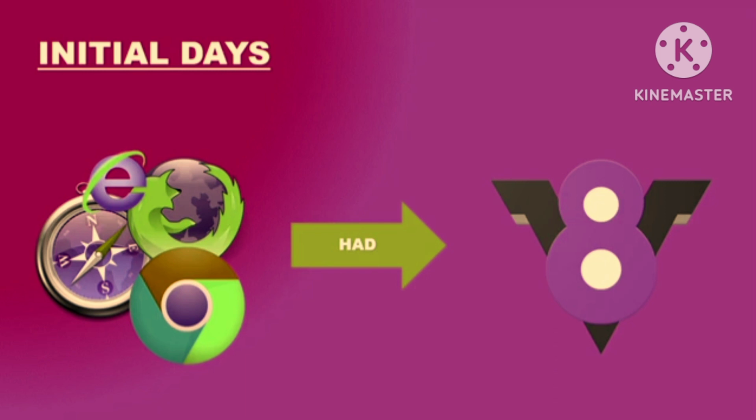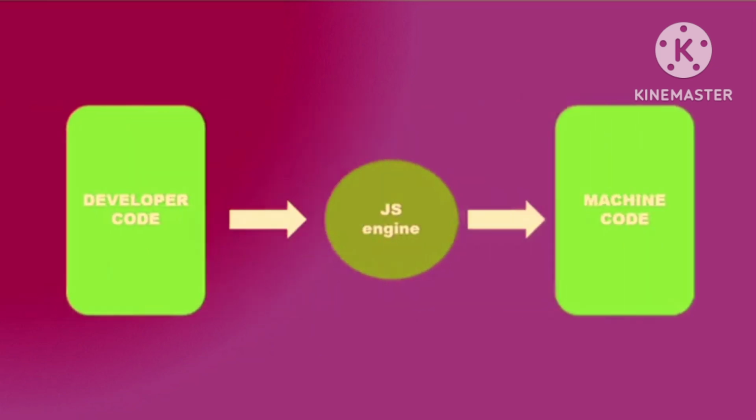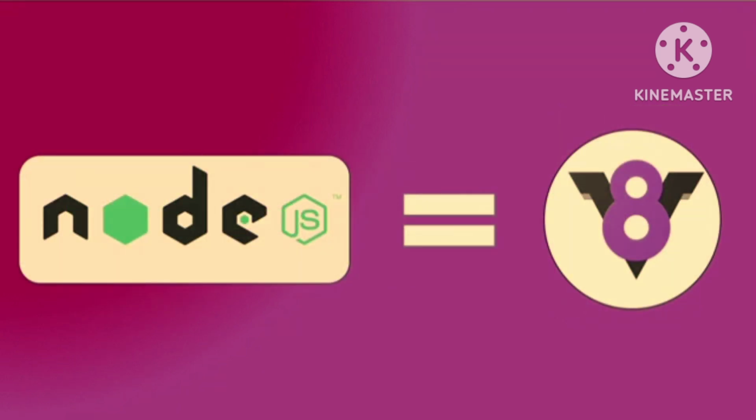JS engine is nothing but something which converts the developer code into machine understandable code. We have multiple JS engines. The most commonly used JS engine is V8, and each browser has its own JS engine, like Chakra and V8 engine. Here you get to know that Node.js and V8 engine are JS engines performing the same task. Both are converting the developer code into machine understandable code.